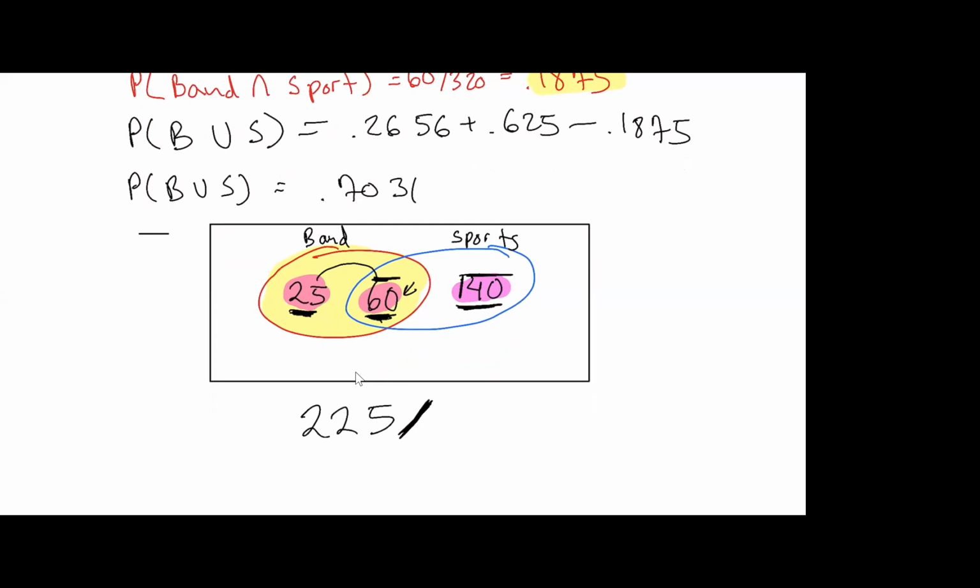We have 225 total students who play in band or participate in sports. How many total students do we have in class or in this high school? 320. So let's do 225 divided by 320.